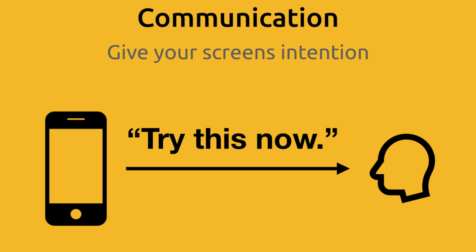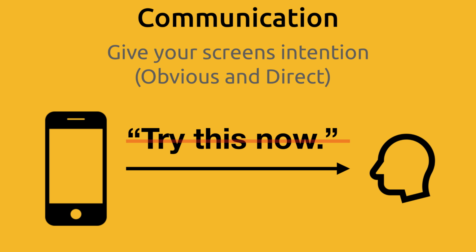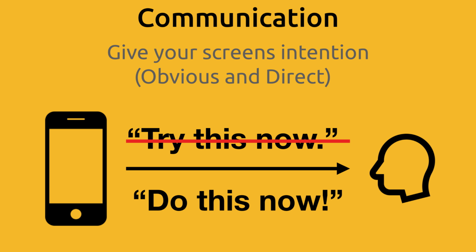Google has done a lot of research in this area. They found if screens don't clearly communicate their intention, then the user experience worsens to a degree, and users find your app more difficult or less intuitive to use. So here's a tip. Google found that it's best if your intention is obvious and direct. So don't ask your users to try to do something. They downloaded your app for a reason. Show them or tell them how to do something.